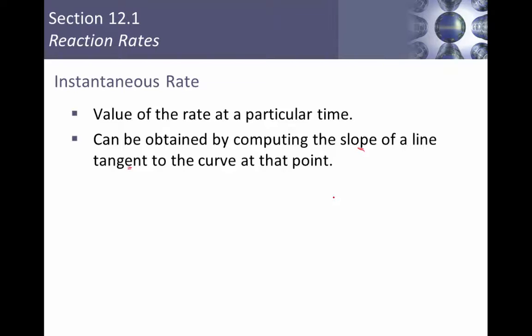From this podcast, you should have learned what kinetics is. You should have learned the idea of what reaction rate means. You should have learned some symbols: the delta triangle, meaning change in, and the brackets, meaning concentration. And you should know the units of concentration are molarity. And you should be able to calculate reaction rates and instantaneous rates.